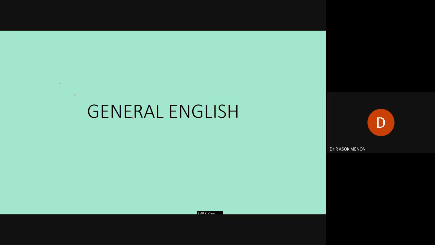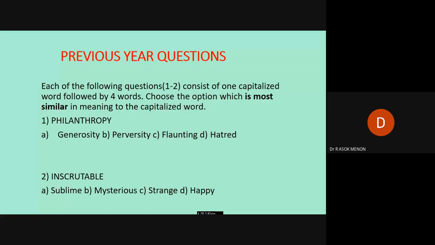As a beginning, let me introduce previous year questions, a model of previous year questions. As you can see on the screen slide, two questions have been taken from the vocabulary area. This is just an introduction. We will go deep into the thing. Each of the following questions, here we have taken only 1 and 2, consists of one capitalized word followed by 4 words. For instance, philanthropy is the first entry here, and there are 4 options. Most similar in meaning, that means synonymous with philanthropy.